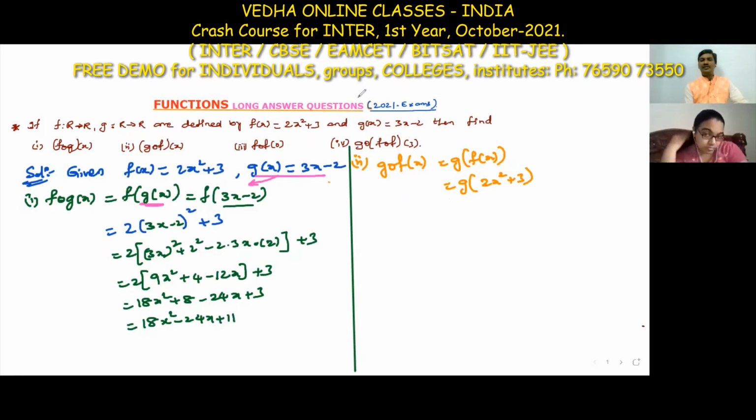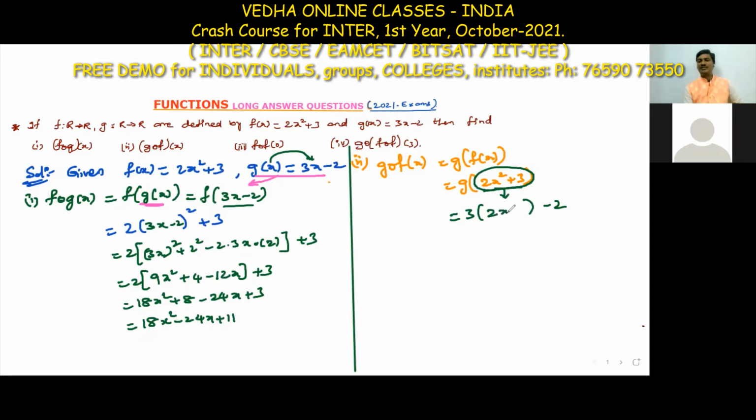Now what is the g of x function? G of x function is 3x minus 2, 3 into x minus 2. What is in place of x? 2x square plus 3 is in place of x. Write that 2x square plus 3 in place of x. Now this is equal to 3 2s are 6x square, 3 3s are 9, minus 2. So this value is 6x square plus 11.